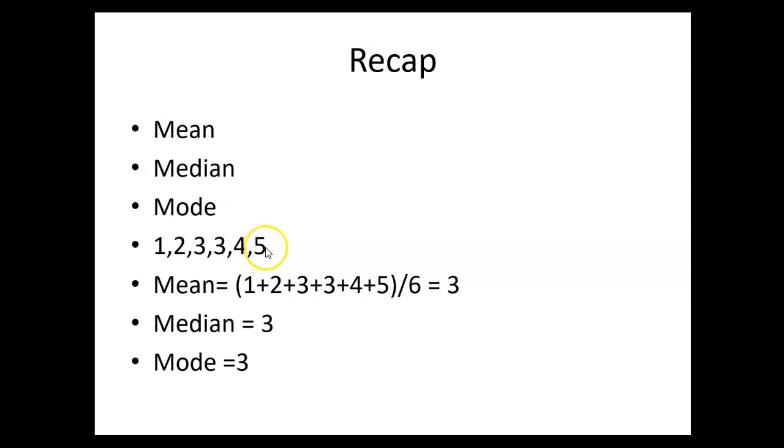Now let's say that I added in 15 right here. So 1, 2, 3, 3, 4, 5, and 15. That wouldn't change the median at all. It would still be 3 because that's the middle number. The mode wouldn't change. It would still be 3 because that's the most frequent number. But the mean would most certainly change.